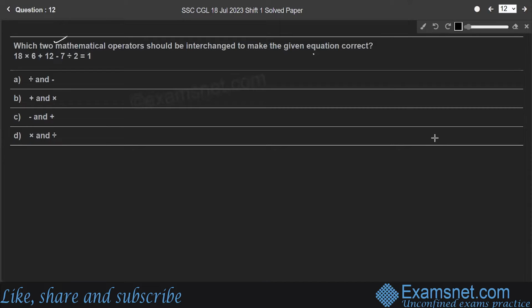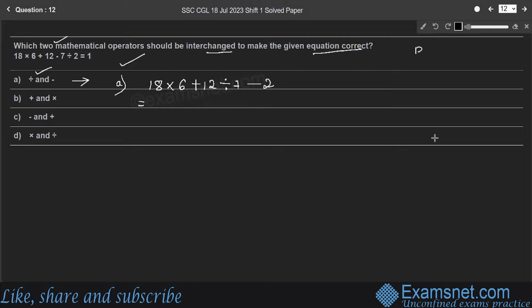Question number 12. Which two mathematical operators should be interchanged to make the given equation correct? So here is an equation, students. If we interchange according to the four options, according to option A, the division and subtraction signs, we need to check whether the left hand side of the equation is equal to the right hand side or not, right? So consider the left hand side. 18 into 6 plus 12, according to option A, interchange division and subtraction signs. So 12 minus 7 becomes 12 divided by 7, and divided by 2 becomes minus 2, is equal to, consider this as option A, right?